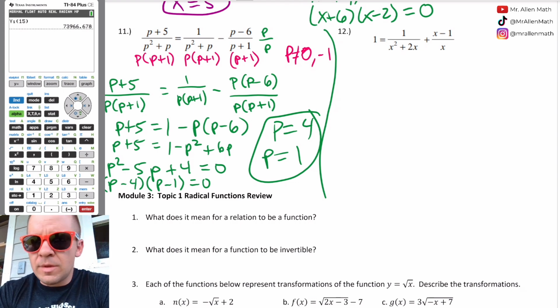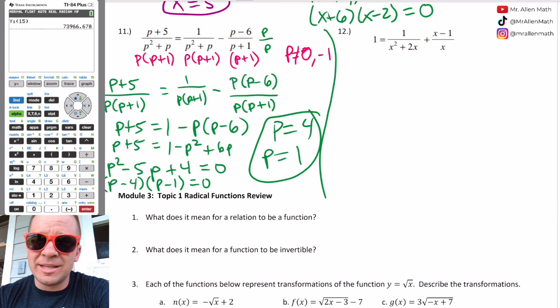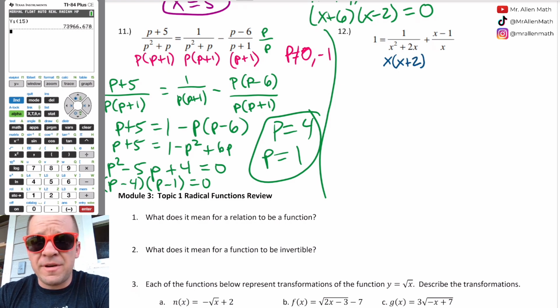Okay, let us continue here with number 12. Oh, it's the last one of this topic. I'm kind of excited for that because it was getting a little long there. All right, so I got to factor first. We got x times x plus 2 for this one, and that's all the factoring I can do.